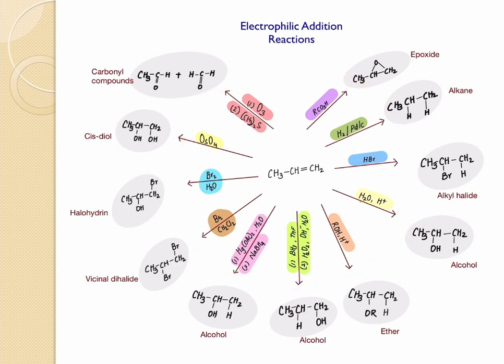In hydrohalogenation, we'll be adding a hydrogen and a halogen across the double bond. And here are the two new sigma bonds that are created. So this is hydrohalogenation.